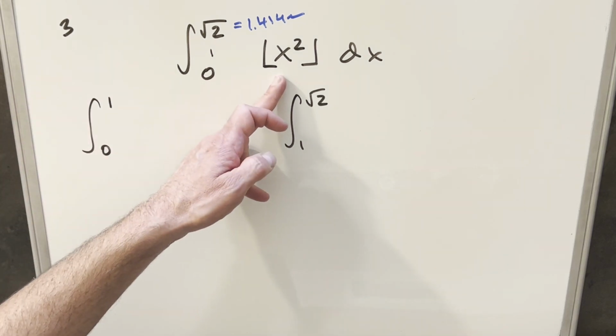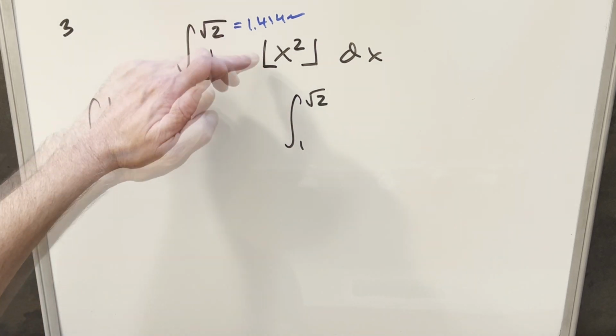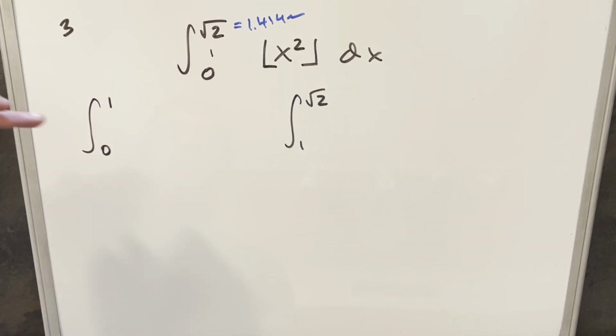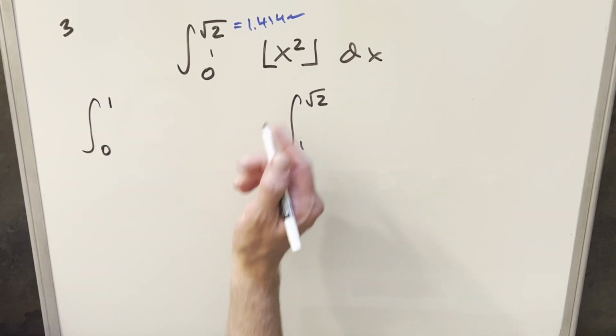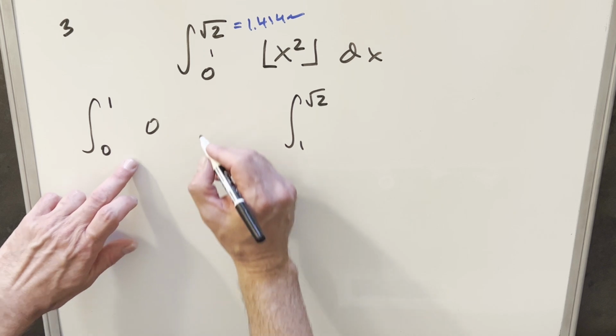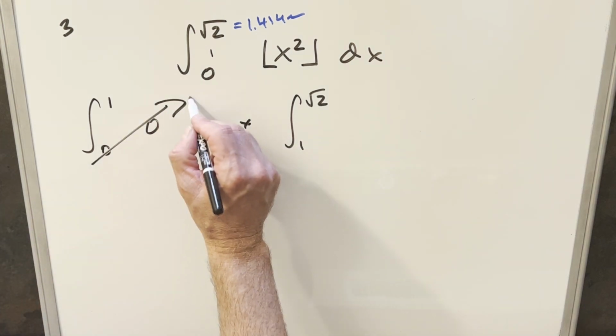If you plug in values between 0 and 1, when you square them, they're never going to reach 1. The floor is going to round us down to the next lowest integer. So in every case, you could try different values, the floor is always going to round us down to 0. And of course, if this integral is just 0, we can just ignore this part altogether.